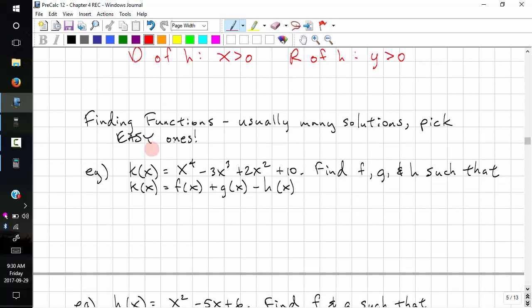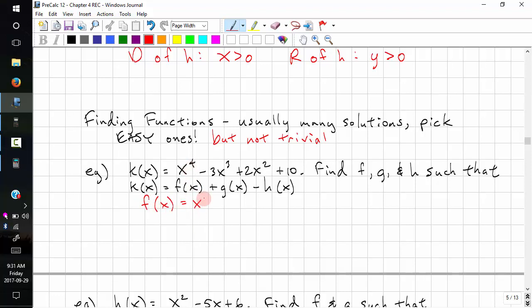Next, we have to find functions. Usually there are many solutions, but you need to pick easy ones, but not trivial. I'll explain this in a bit. Okay, so we have a k of x. We need to find an f, a g, and an h such that f of x plus g of x minus h of x equals k of x.